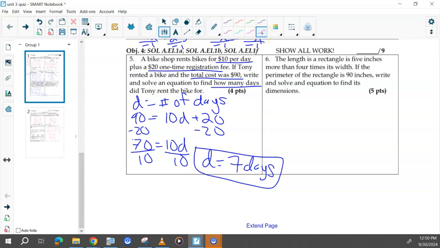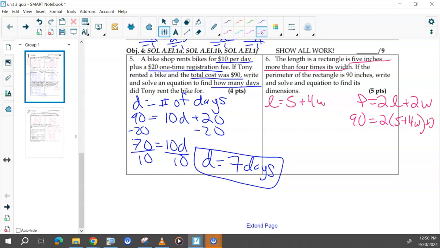Then the last one. So the first part, you should have had a length equation, 5 inches more than 4 times the width. So you got 1 point for that part. Then, in your perimeter equation, you should have replaced P with 90 and put this in for L. That was another point. After you get that, then solve. As we were solving this, some of us forgot the extra 2W there, which threw the rest of our answers off.